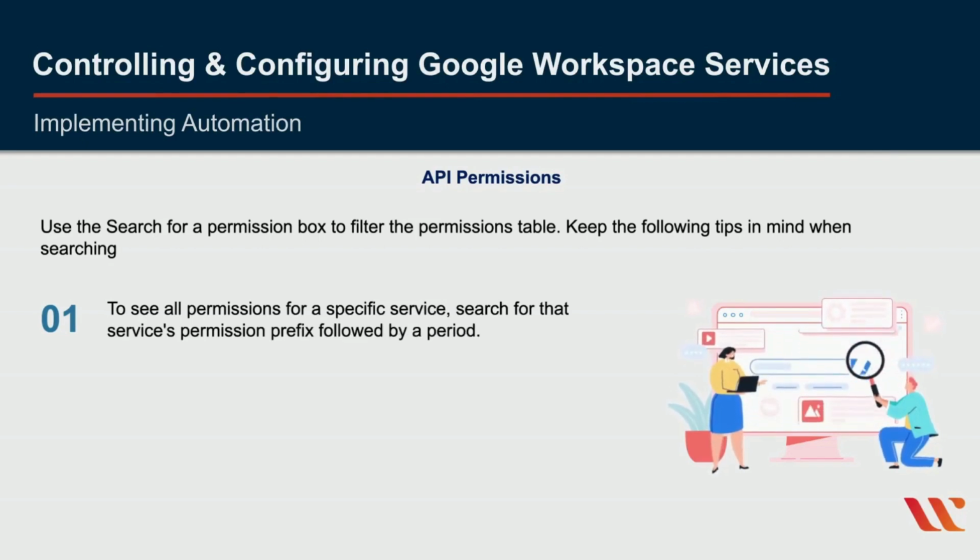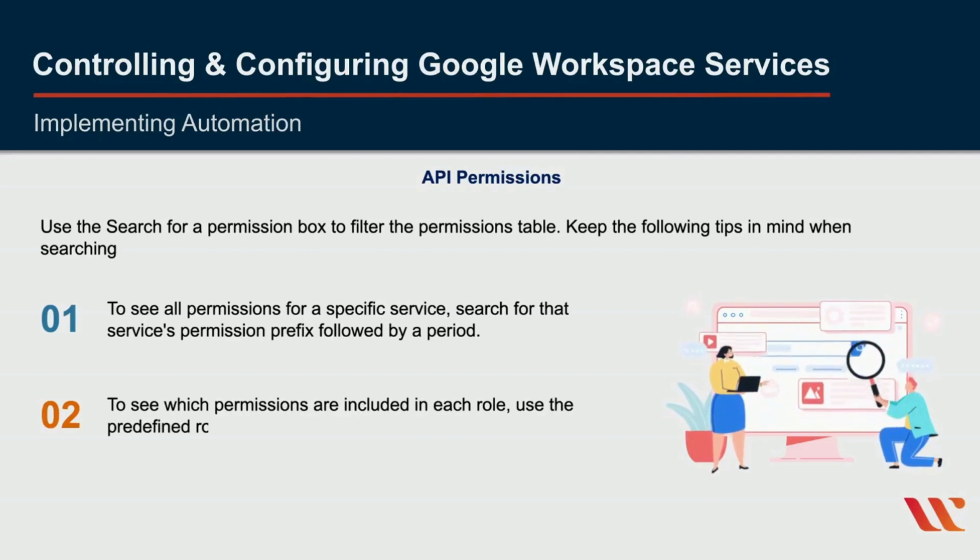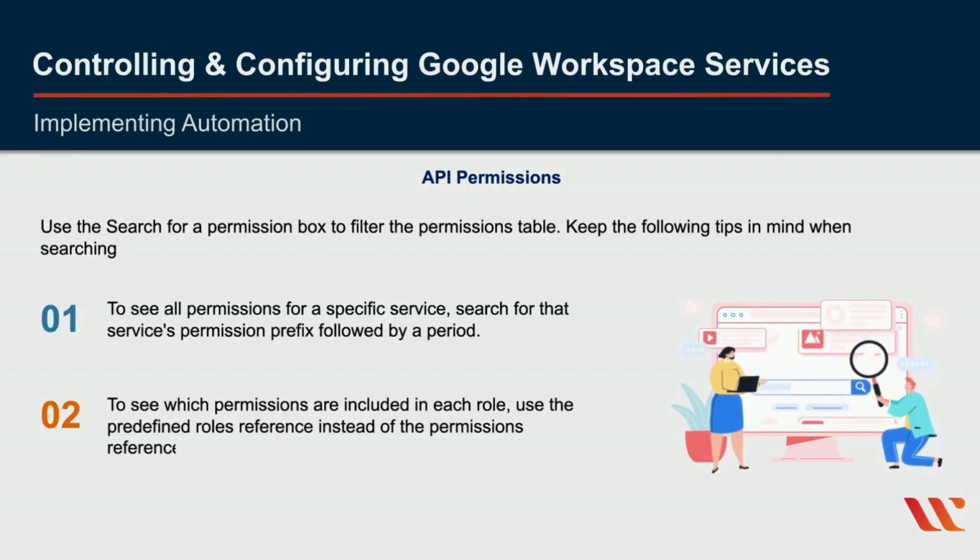For example, to see all the App Engine permissions, you need to search for the App Engine. And the second is to see which permissions are included in each role. And you need to use the predefined roles reference instead of the permission reference.